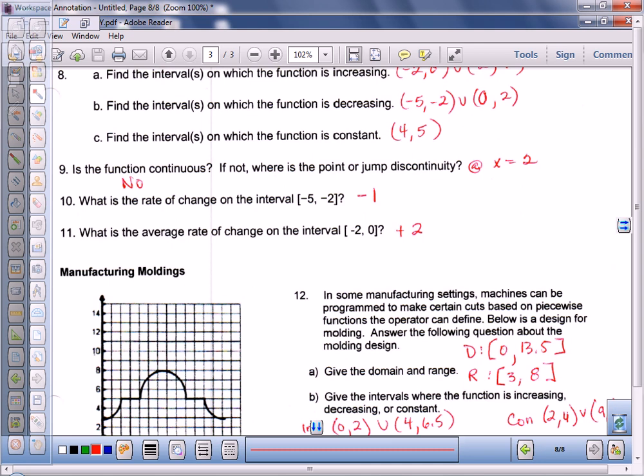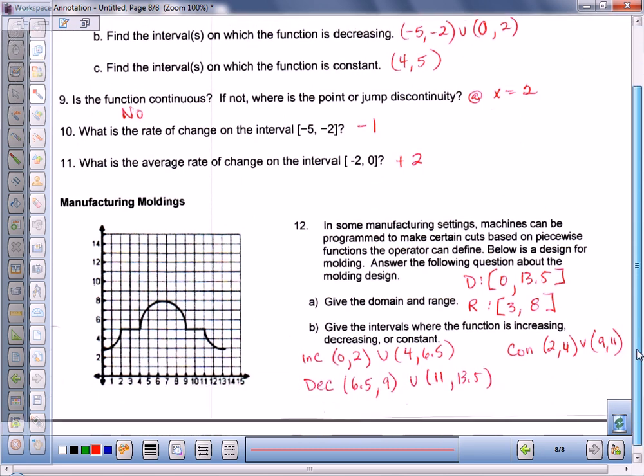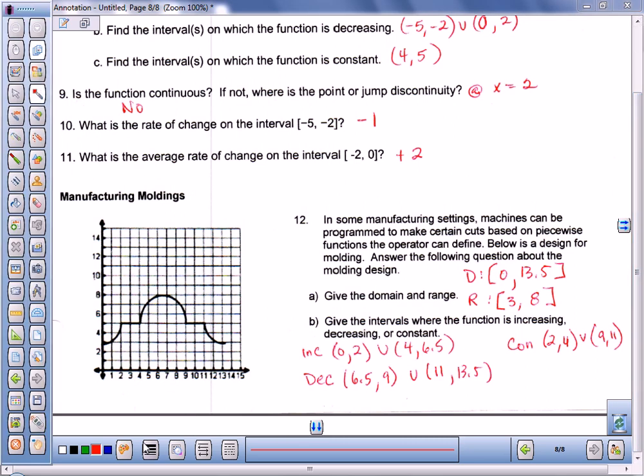Okay, and then the last two, they gave us a new graph, and I meant to tell y'all in class, but I didn't, but lots of people asked, that this was stopping here and here, not continuing. So the domain went from about 0 to about 13.5. If you said 13 or you said 14, that's fine. The range went from 3 to 8, or something really close to that, because they're not quite perfect. And then we have increasing from 0 to 2, and then again from 4 to 6.5. Decreasing from 6.5 to 9, and then again from 11 to 13.5. And a constant interval from 2 to 4, and then again from 9 to 11.